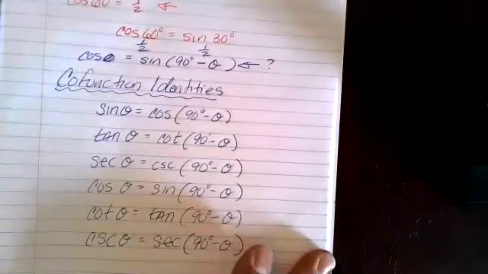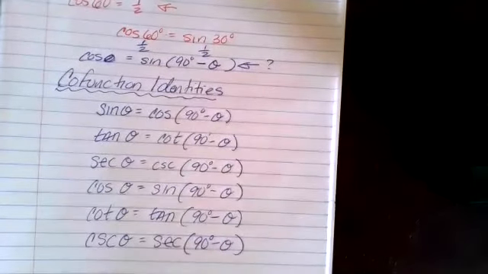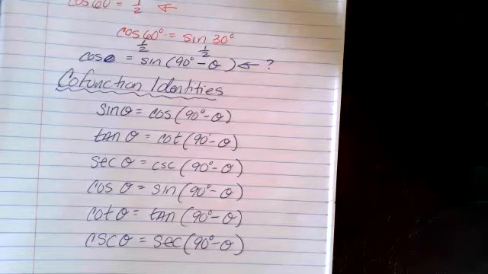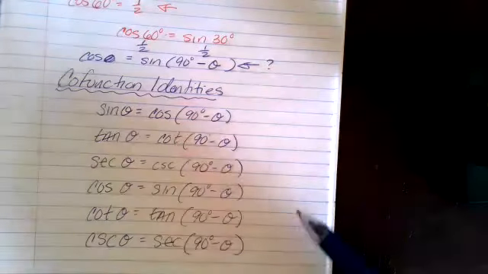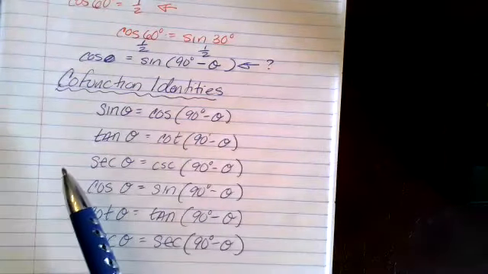Your co-function identities are less intuitive than your reciprocal identities, right? Your reciprocal identities, well, personally, to me, they kind of made sense. These are a little tougher to memorize, but if you go in your textbook or your ebook, it's on page, I believe, 540. Well, it's in section 5.2, so you'll be able to see them all. But in this case, we'll just review them real quick.